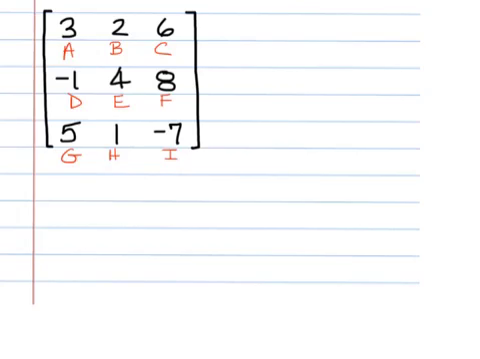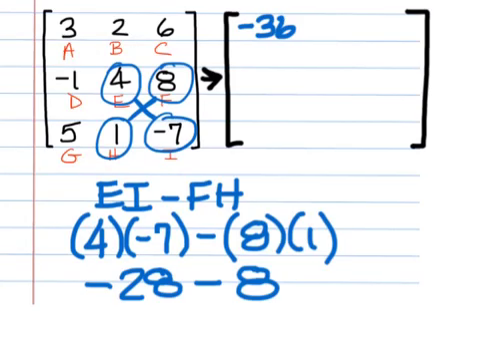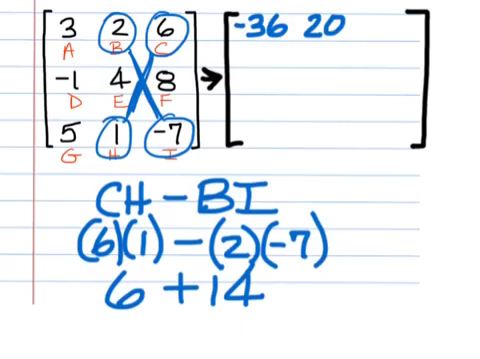Here is the original problem again, and it's already labeled out. You should have that as well. The first step, you'll get a -36 by doing EI minus FH. That is 4 times a -7, and then minus 8. -28 minus 8 should give you a -36. You'll see a pattern as these things cross and their placement as you go through these slides.